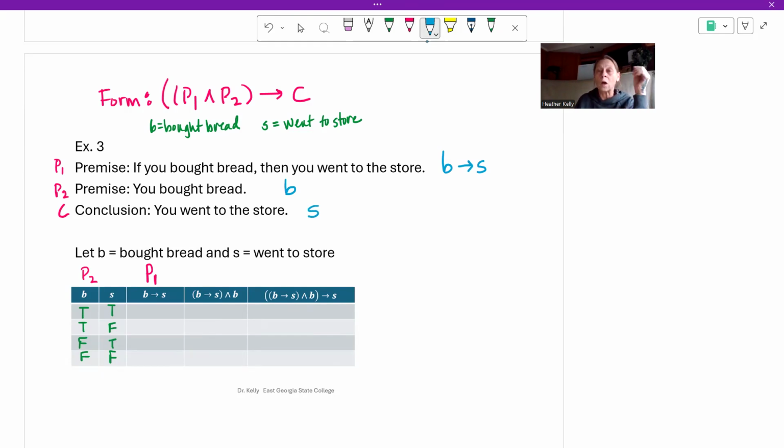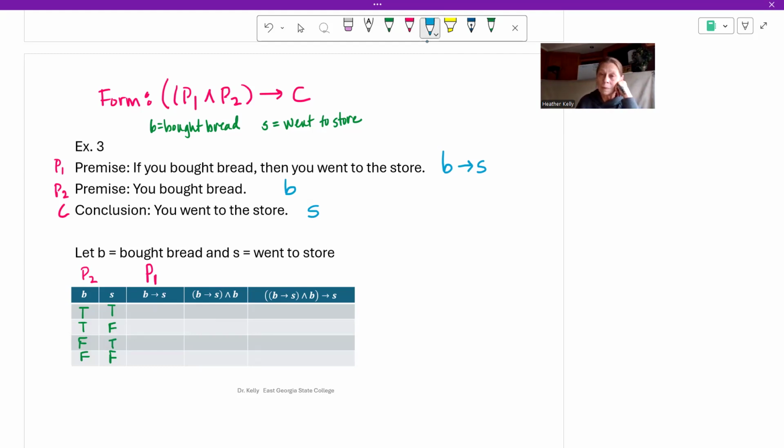So those were not compound statements. Those were simple statements. And premise 1 is a conditional. Just FYI, wrapping it back to the definitions: premise 1 is a conditional, premise 2 and the conclusion, those are both statements. All right, just so you understand. So this is premise 1, this is premise 2. Let's find what premise 1 is.